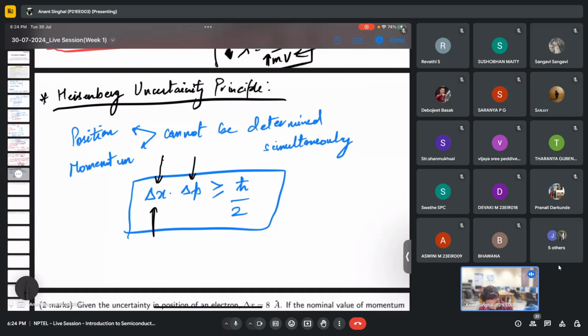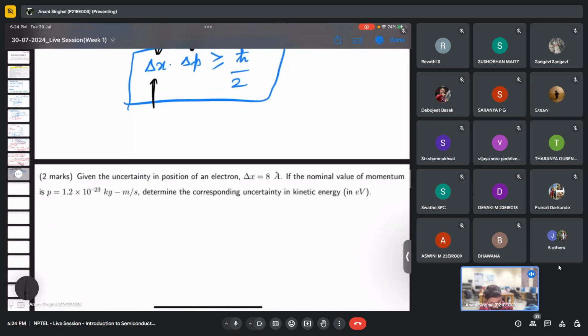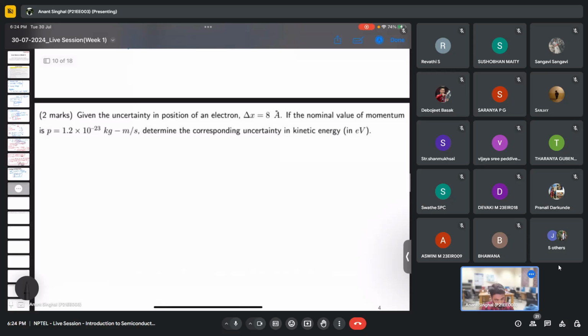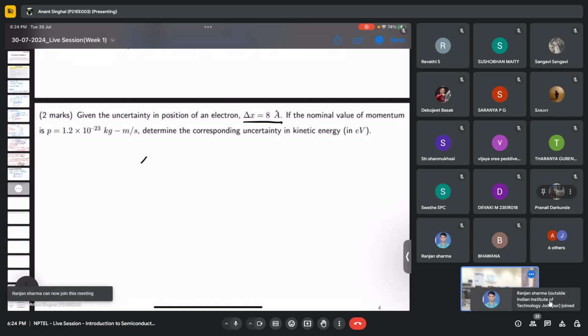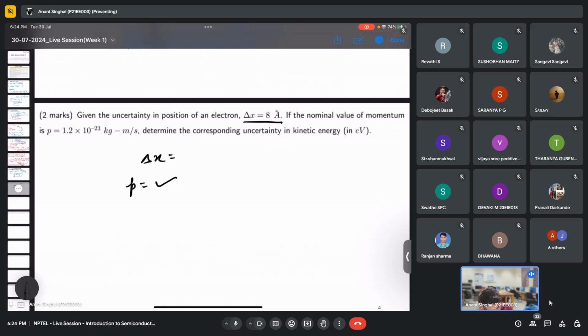So maybe you can try out this question. You can take 2-3 minutes. This is a very simple question based upon the Heisenberg uncertainty principle. The question says we have uncertainty in position given as a certain value, and a finite momentum is given, and we need to find the uncertainty in the kinetic energy, in electron volts. You can give it a try and type your answers in the chat box. I'll give you 2-3 minutes and then I'll start solving it.